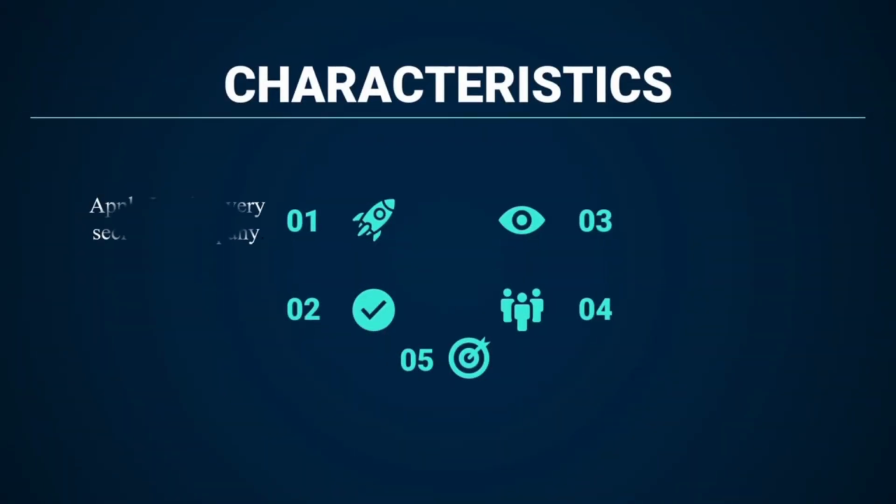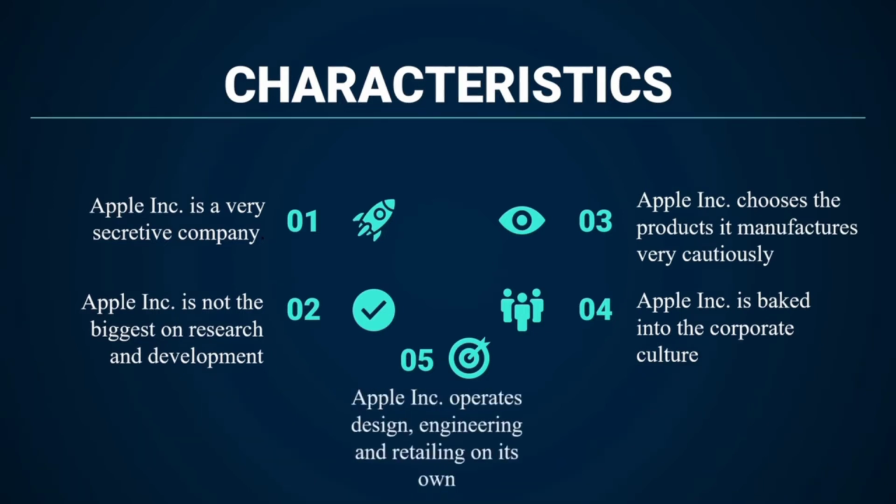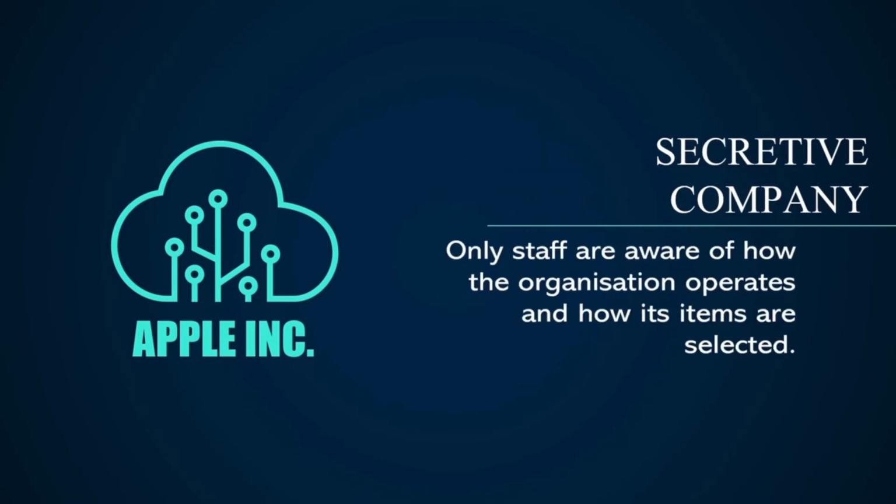I'm going to tell you about the characteristics of the Apple company. There are 5 characteristics of Apple Incorporated. The first one is that Apple is a very secretive company. The second one is that they are not the biggest on research and development. The third one is that they choose the products they manufacture very cautiously. The fourth is that secrecy is baked into the corporate culture. And the last one is that they operate design, engineering and retailing on their own.